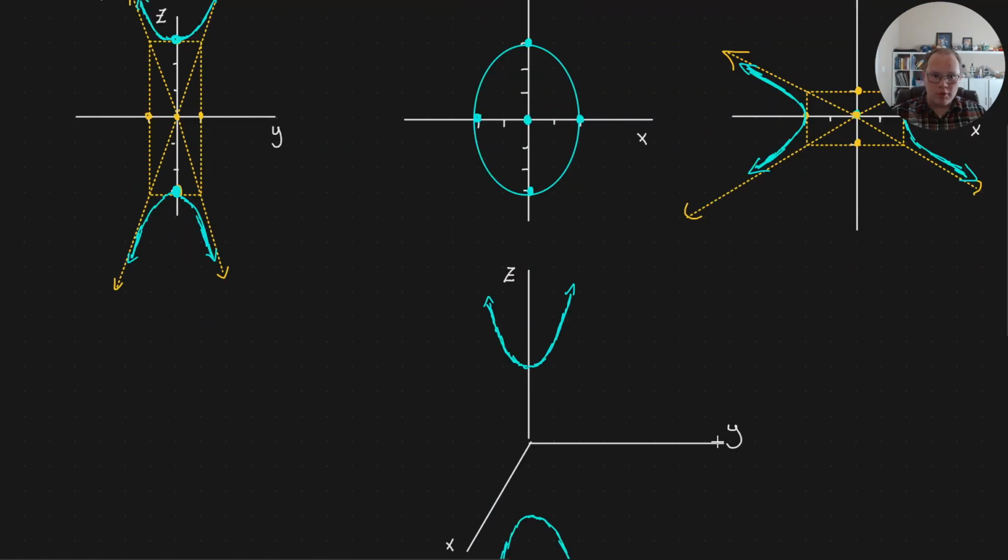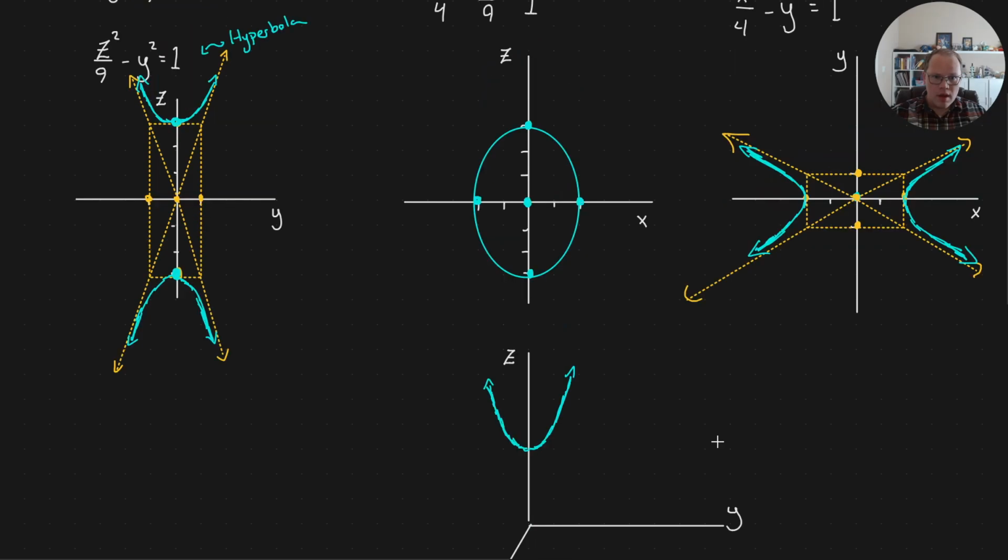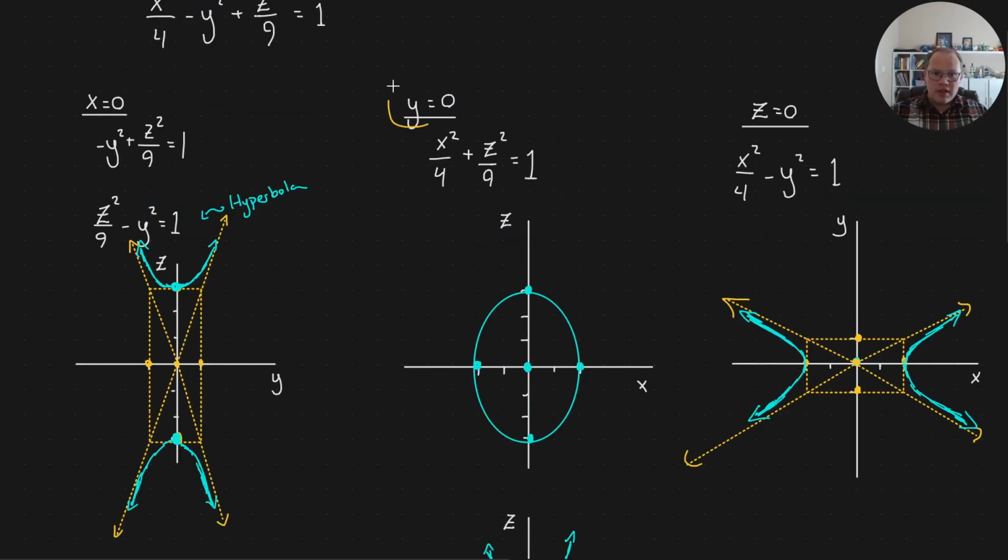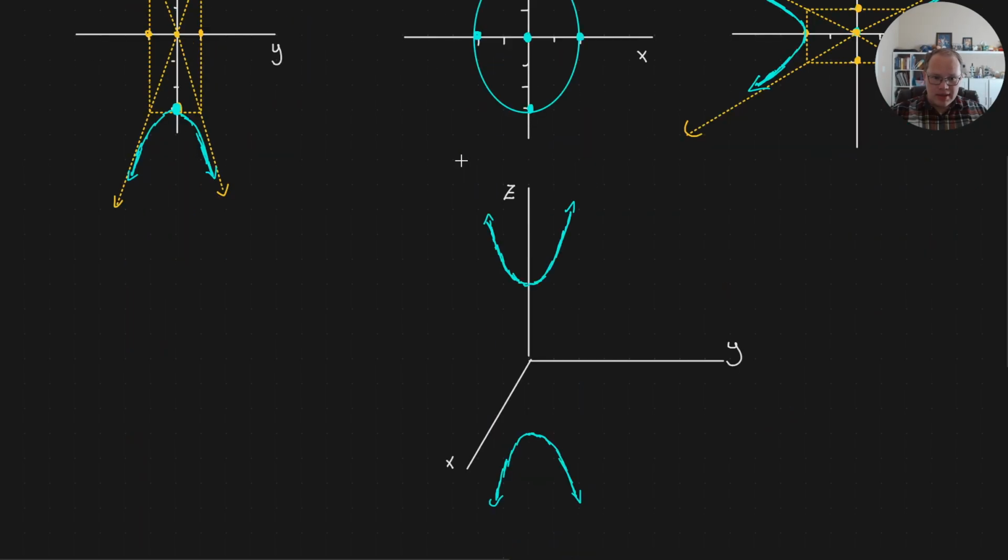Okay? For the next graph, it's y equals 0. That's the xz plane. The xz plane is this one here, okay? And it's an ellipse, so I kind of am going through these points. And again, I'm not going to be super careful. Just need an idea of what I'm dealing with here.